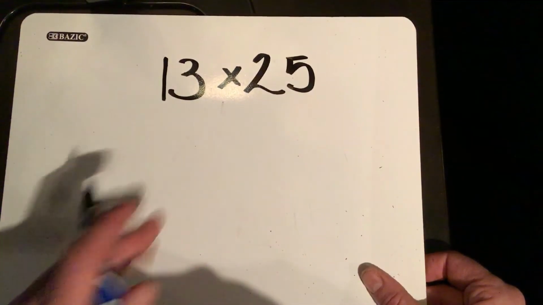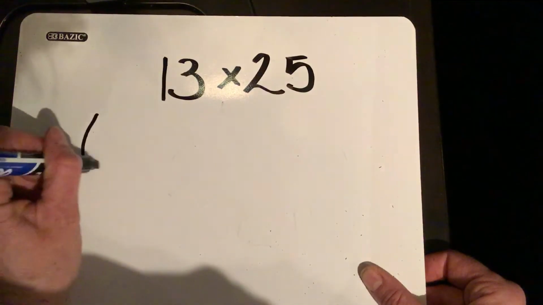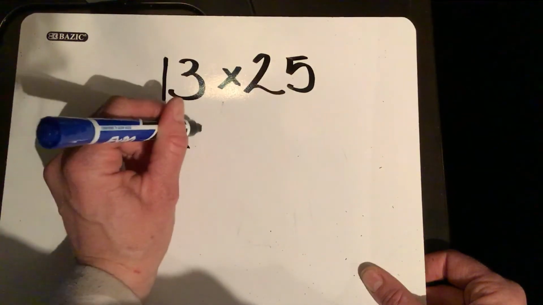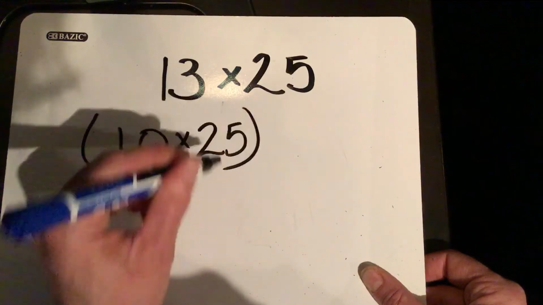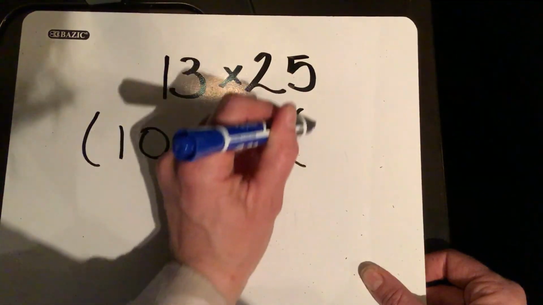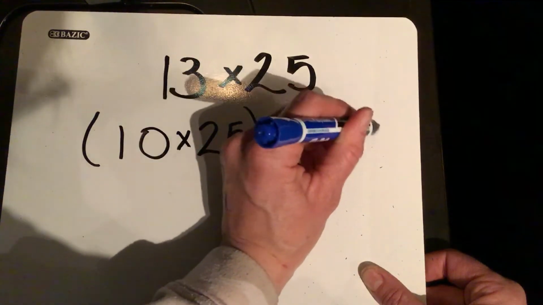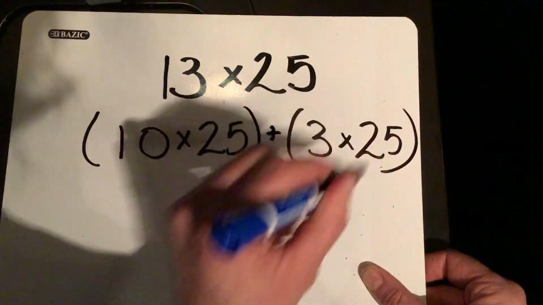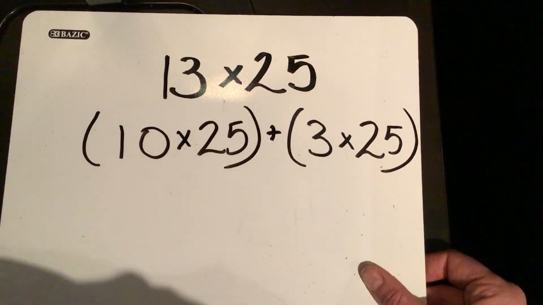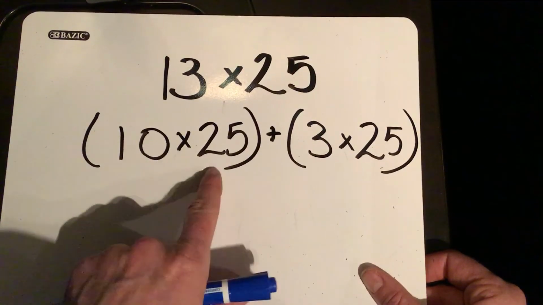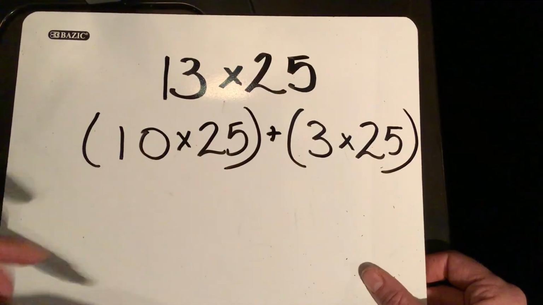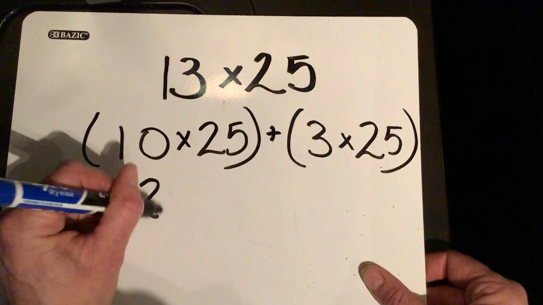So I'm going to split 13 into 10. I'm going to multiply it by 25. And then I'm going to split the rest of the 13 into 3 and multiply it by 25. So now I broke down 13 into 10 and 3, and they're both being multiplied by 25. So now I go, what's 10 times 25? Well, 25 times 1 is 25. Put a 0 on the end, so it's 250.